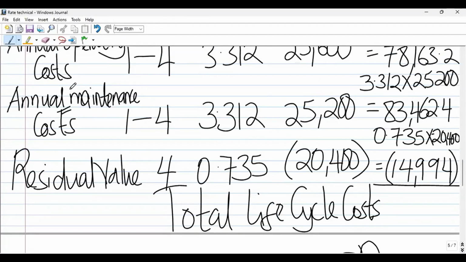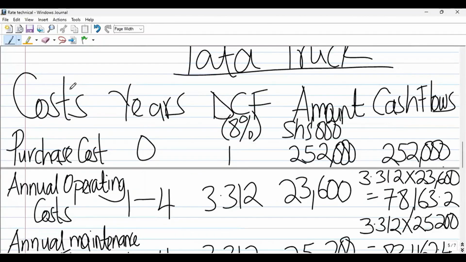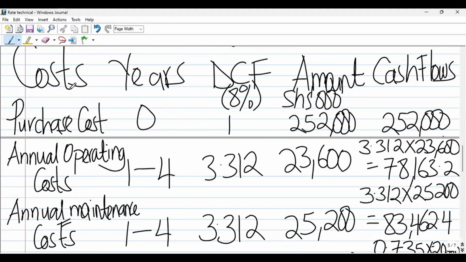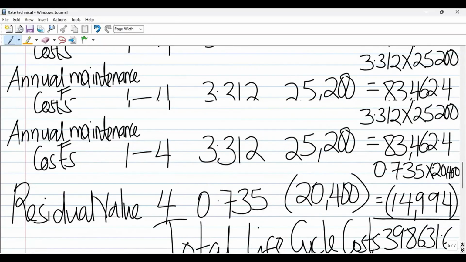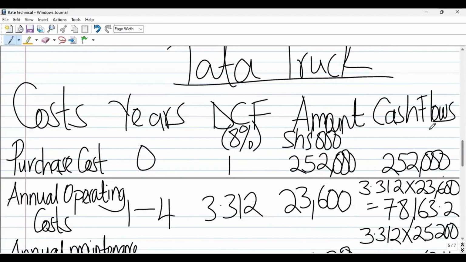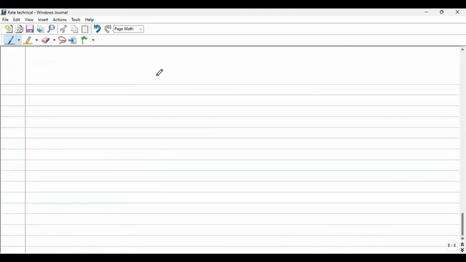So total life cycle costs, please add the cash flows. So add those costs and subtract the residual value or the scrap value. 398,631.6. Remember, these cash flows are also shillings in thousands. So we finished the Tata truck. Now we go to the Benz truck.